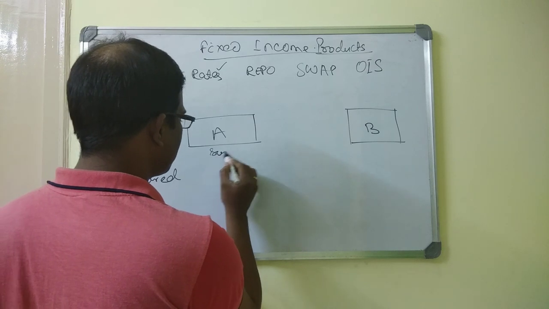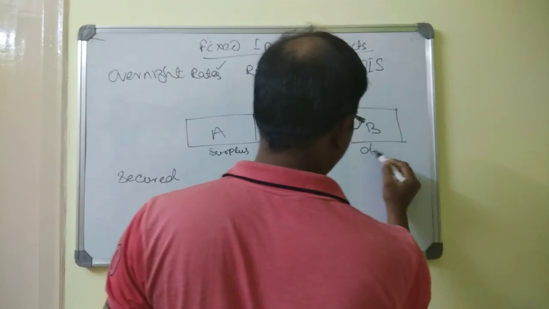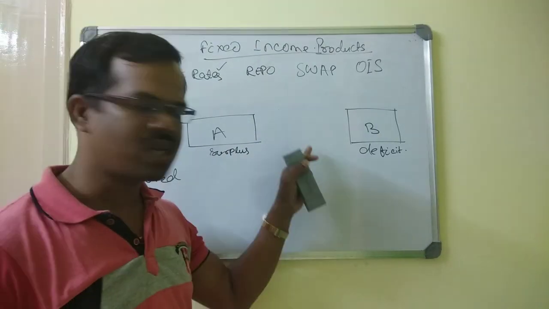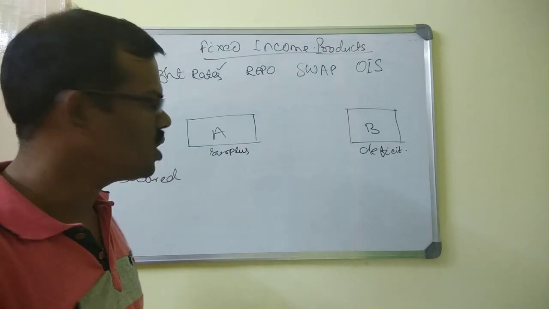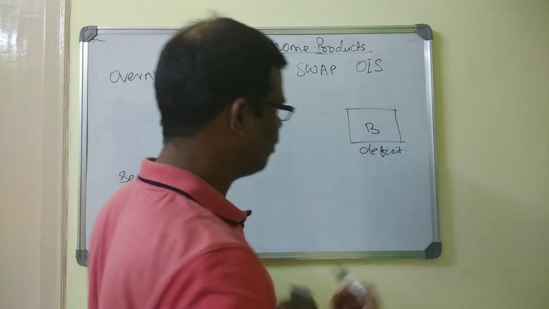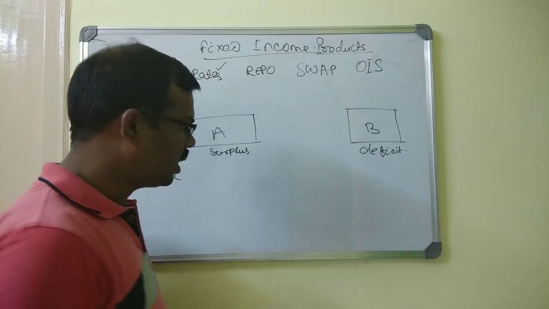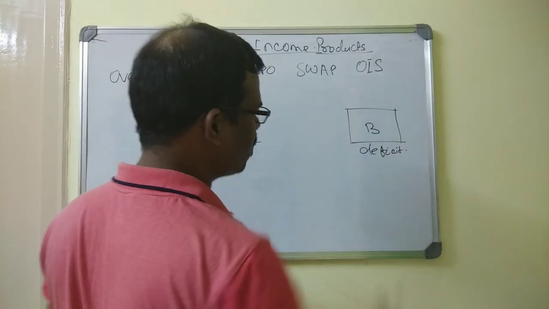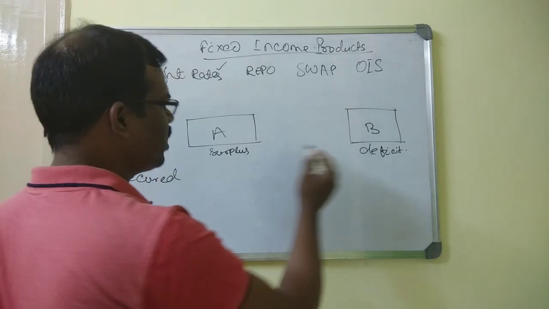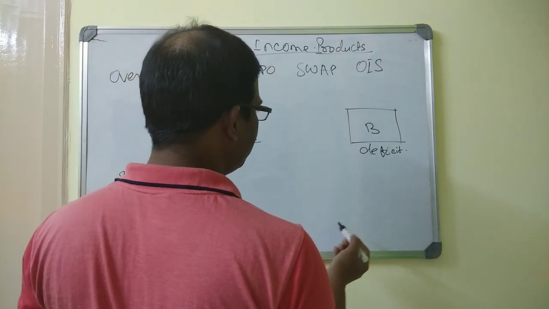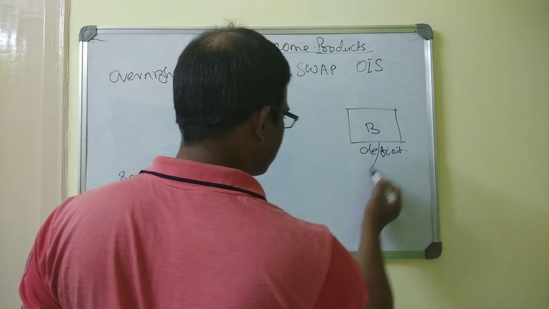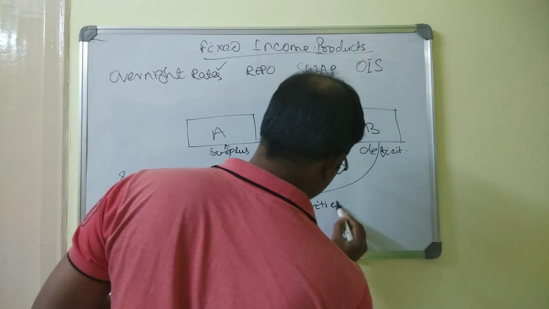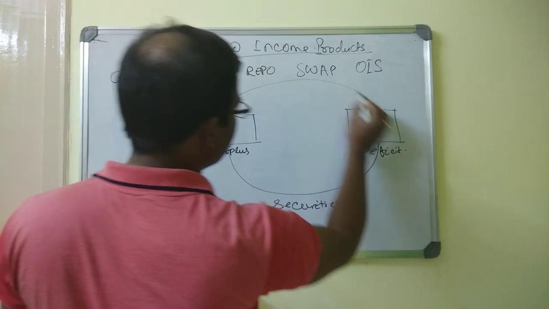and B is in deficit of cash. This is not for cash management with the central bank. On a regular basis, suppose B is very short of cash. There is a huge amount of cash withdrawn from B's ATM counters, and B is actually running short of cash. So what it will do is, it has the securities. It gives the securities to A and tells A to give me cash in return.